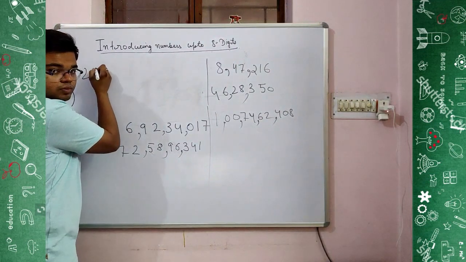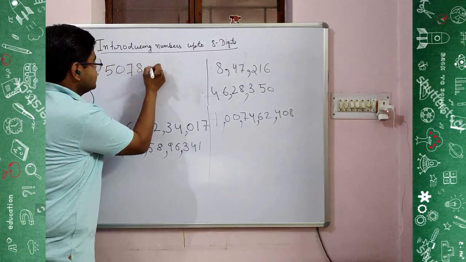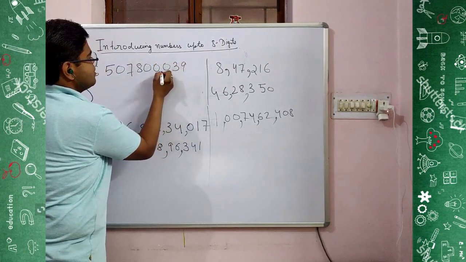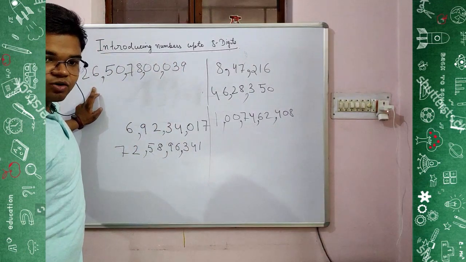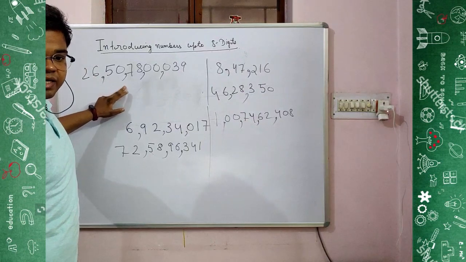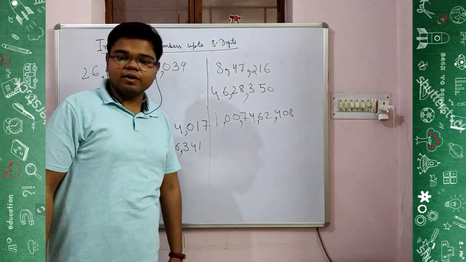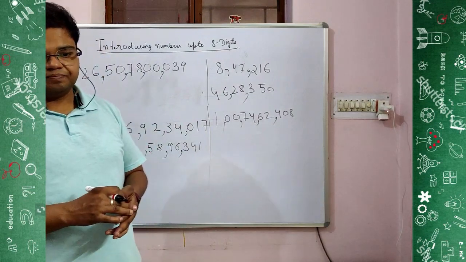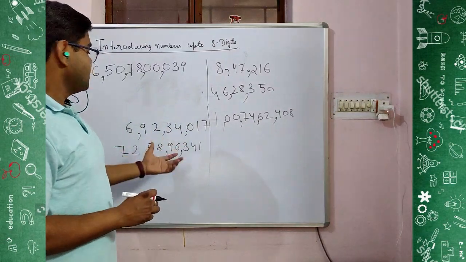2 6 5 0 7 8 0 0 0 3 9. A comma after 3 zeros, and after every 2 zeros. So this will be 26 crore, 26 Arabs 50 crores 78 lakh and 39. So 26 Arab 50 crore 78 lakh 39. I suppose this number system up to 8 digits with periods is clear to you.